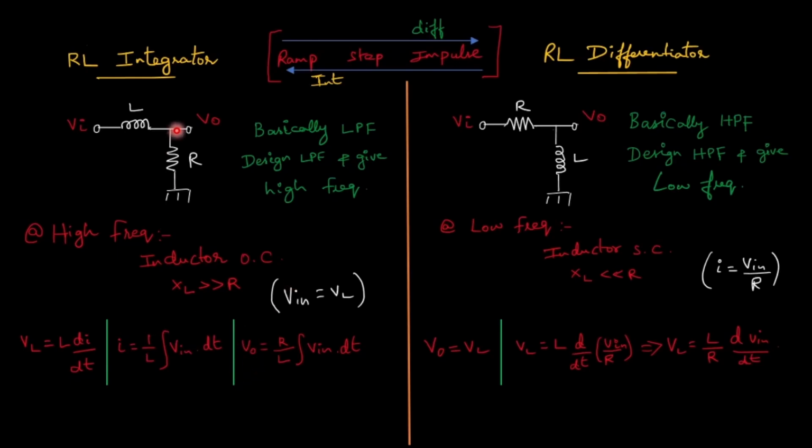So we know that V out is I times R, so we are just substituting this I here to get the final equation. V out is equal to R by L integration of V in times dt. And here the current is majorly controlled by the resistance, so I is equal to V in by R, and V out is taken across the inductor, so V out is equal to VL, and VL is equal to L into d by dt times I, where I is V in by R. We get the final output as VL is equal to L by R times dV in by dt. So here we got the integration equation and here we got the differentiation equation of the inputs.